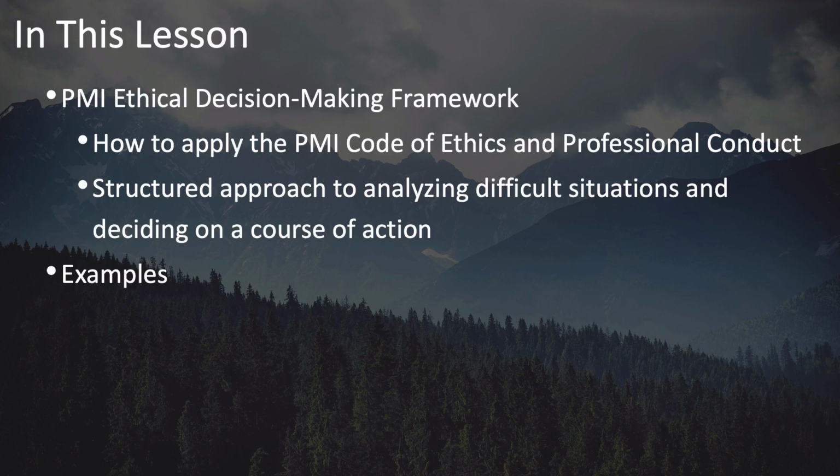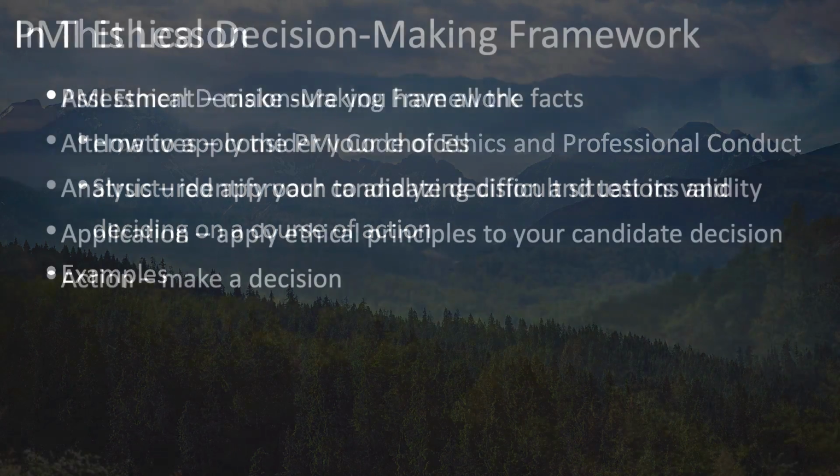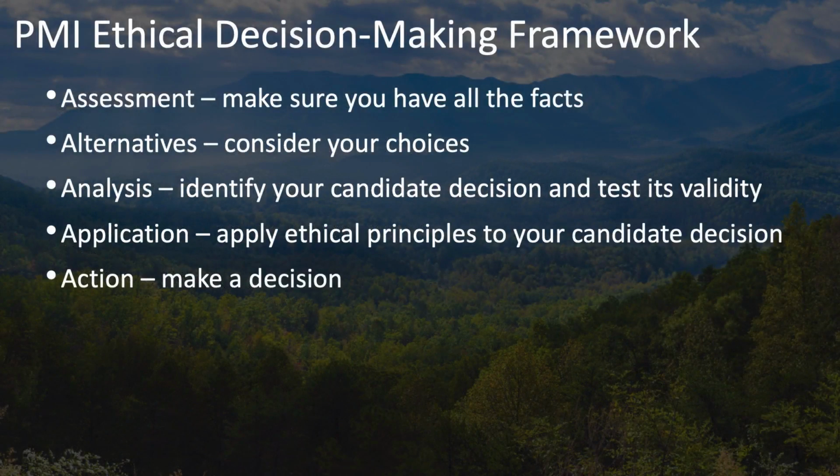The ethical decision-making framework is not a requirement, but it is a useful guideline and series of steps that you can follow to help you in your ethical decision-making. The framework is a guideline that basically consists of 5 steps, and each step has a series of suggested questions that you should ask yourself as you go through each of these 5 steps. These steps are assessment, alternatives, analysis, application, and action.